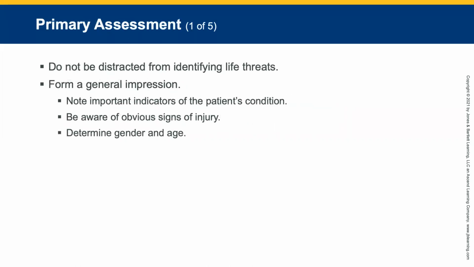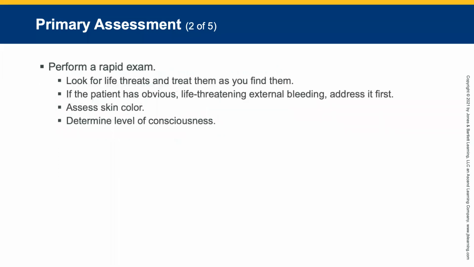On our primary assessment, do not be distracted from identifying any life threats. Form a general impression and note important indicators that alert you to the seriousness of the patient's condition. If you think they're serious, treat them as serious. It's okay for you to make that impression and do your job. If the patient has obvious life-threatening external bleeding, address that first. Don't pass go and collect $200. You need to make sure that stops.